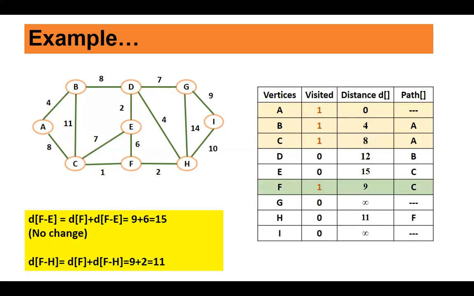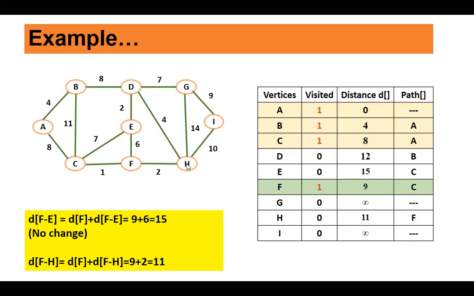Okay. So from F you can reach E, you can reach C, and you can reach H. Now you cannot consider C because C is already visited. It's already part of the shortest path. So what can you consider? You can consider E and you can consider H.